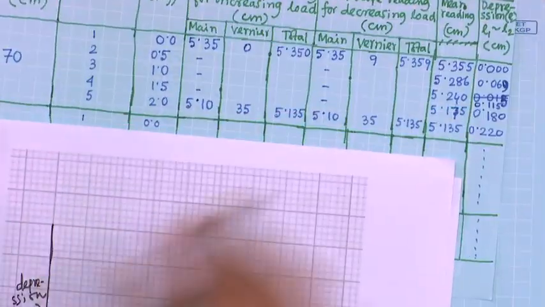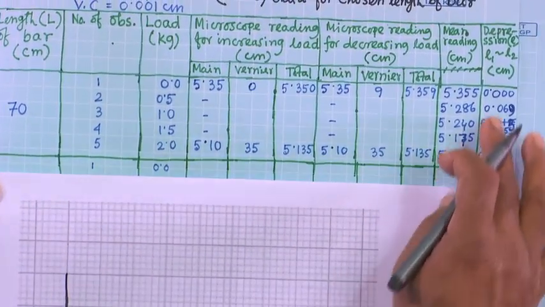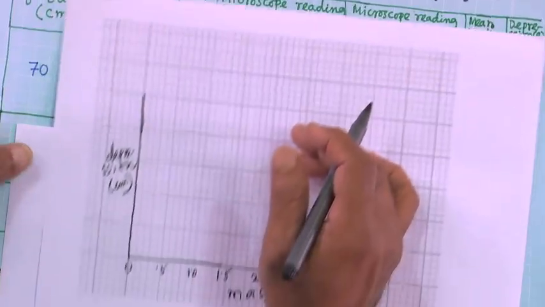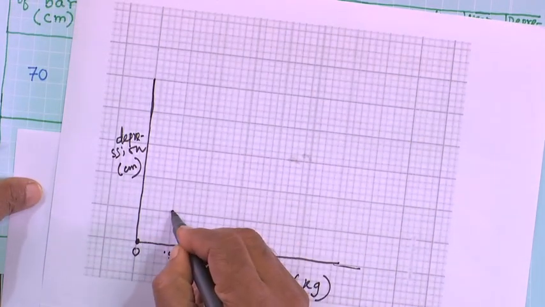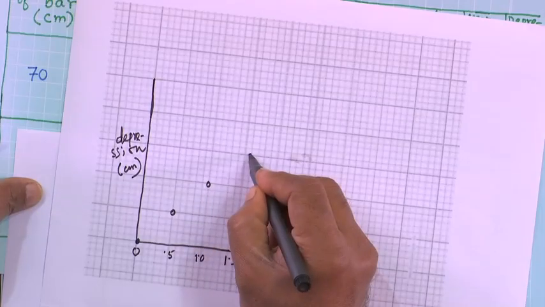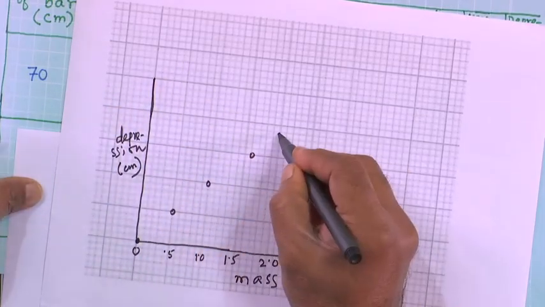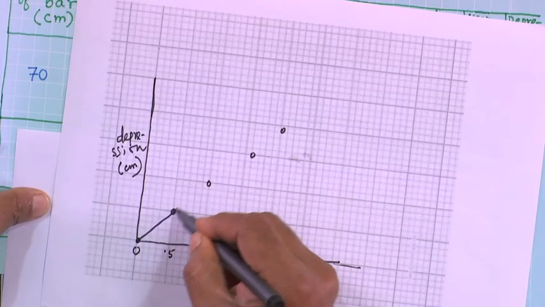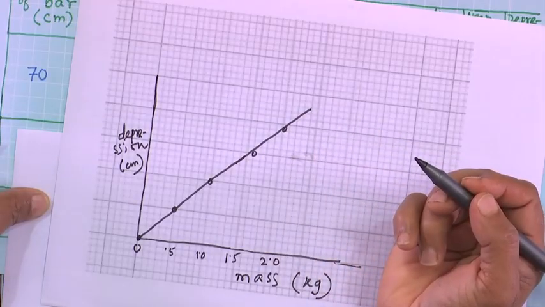Now, for each mass you have data, this depression L. So that you should plot. This will be one point and this another point; you have to take the scale properly and plot. So, you will get 5 points. Okay. So, find out the average curve.